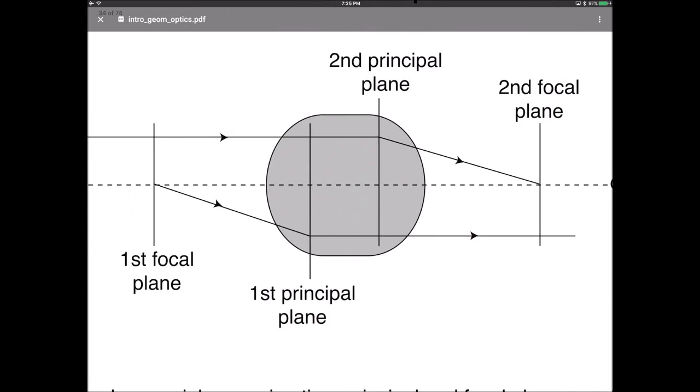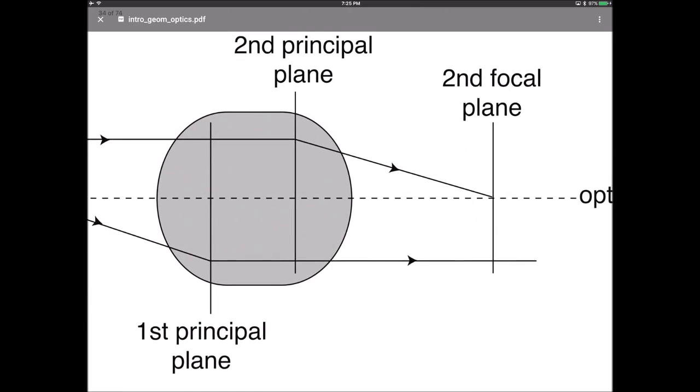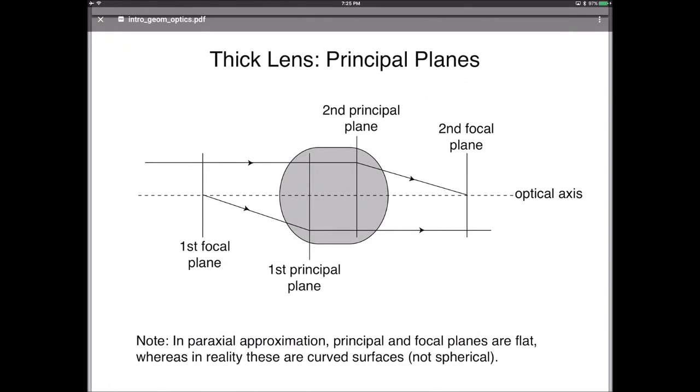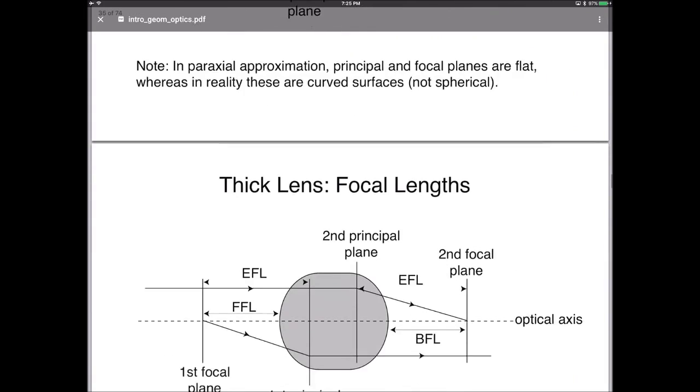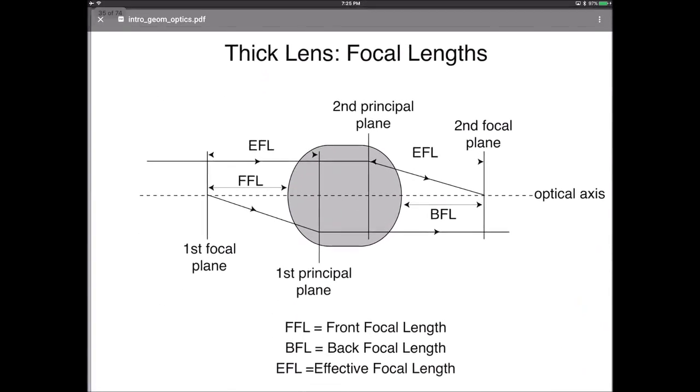The reverse is the definition of the second principal plane. That is, if you have rays parallel to the optical axis traveling through the lens, the plane at which they bend inward and come to a focus on the second focal plane, that plane is called the second principal plane. So these are definitions, but let's look at why they are important.